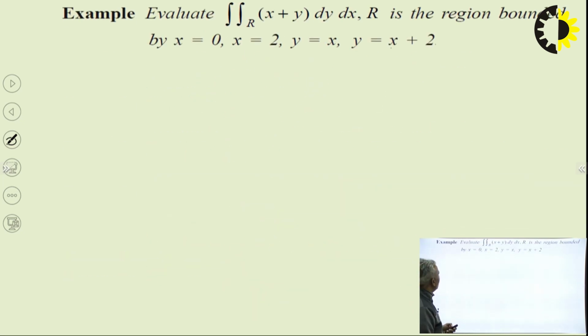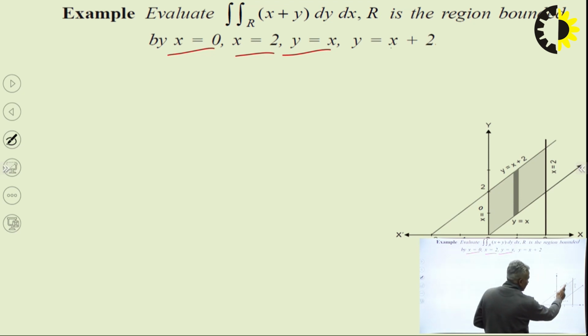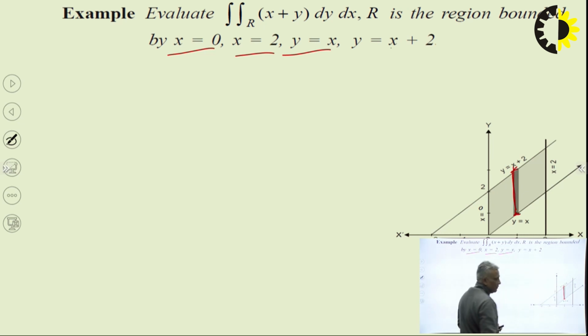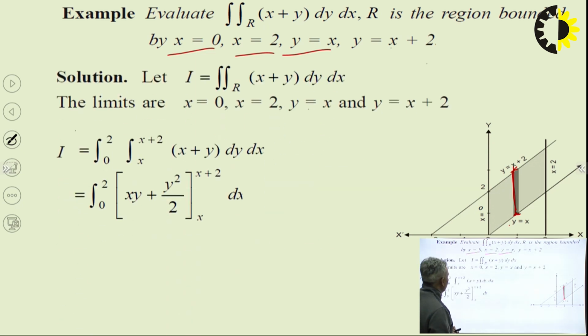This is another problem to take the result. First of all, we draw the diagram of this. First of all, x is equal to 0, the y-axis, x is equal to 2, y is equal to x, and y is equal to x plus 2. So first of all, we draw the diagram of this, and this is the diagram. And I want to take the strip parallel to the y-axis here, right? The strip's lower part touches this side and upper part touches this side. So lower limit will be y is equal to x and upper limit will be y is equal to x plus 2. And the limits of integration are calculated with the coordinates: x is equal to 0 and x is equal to 2 here, right?